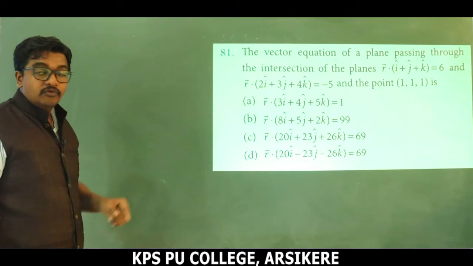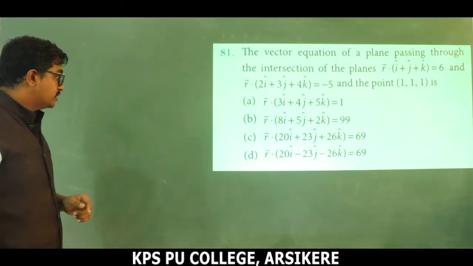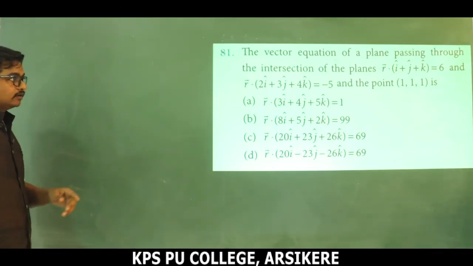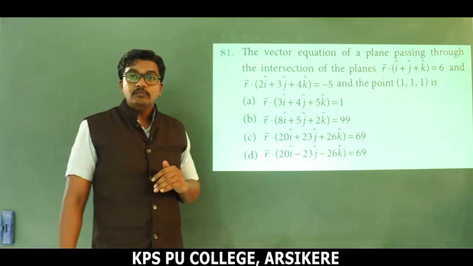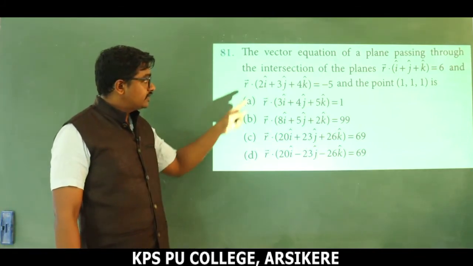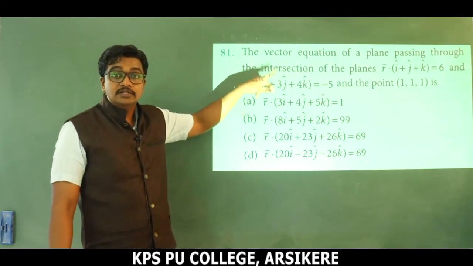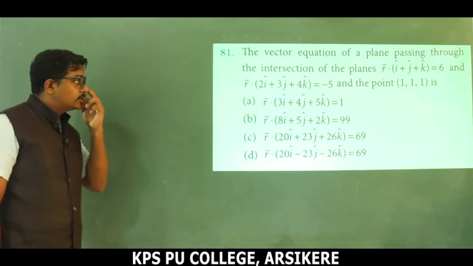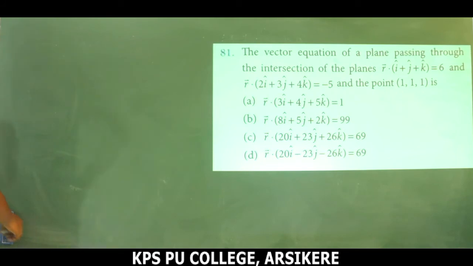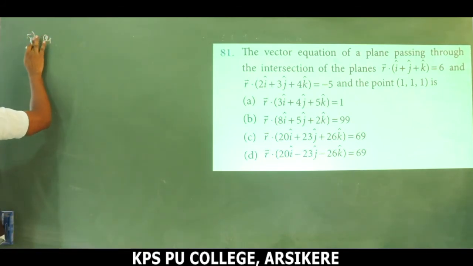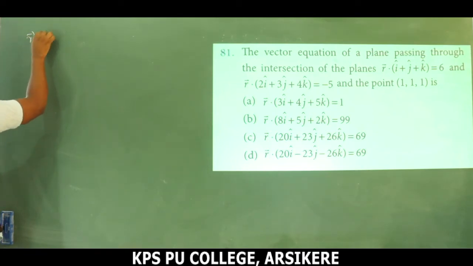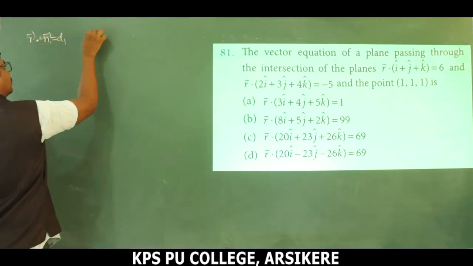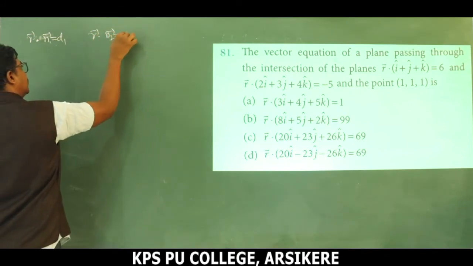and the point they have given, 1 comma 1 comma 1. It means the required plane passes through the line of intersection of the given two planes and also through the point 1 comma 1 comma 1, and we need to find the equation of the plane. Okay, so vector r dot vector n1 is equal to d1 and vector r dot vector n2 is equal to d2.